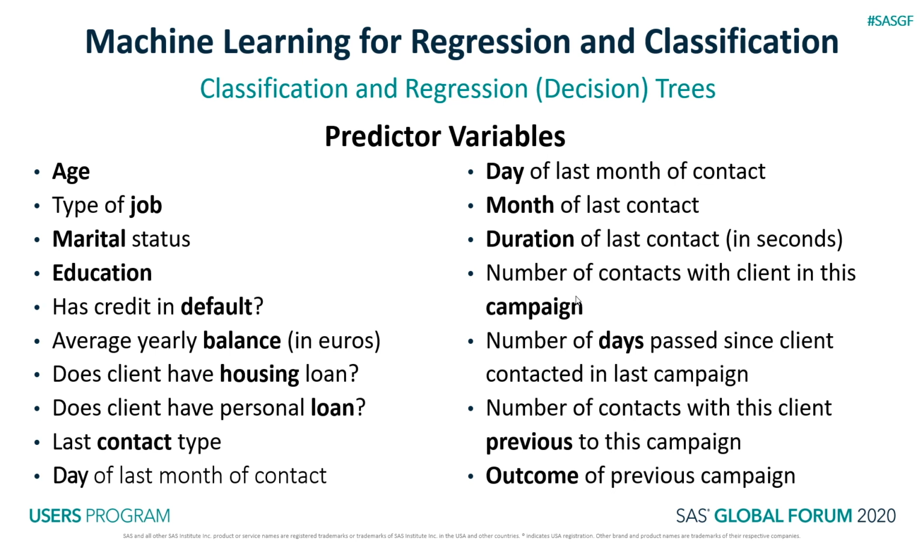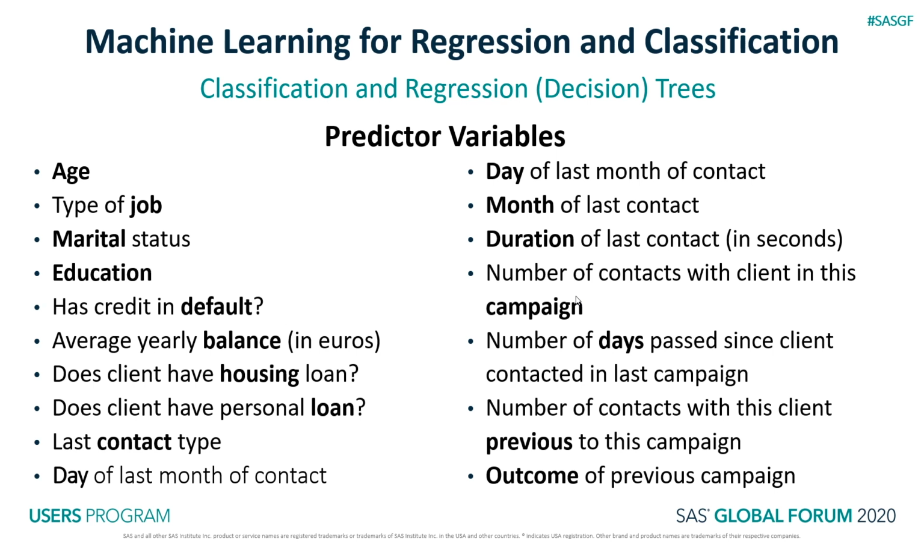Duration of the last contact, telephone contact, this is in seconds. The number of contacts with the client in this campaign, number of days passed since the customer was contacted in the last campaign to get people to take out term deposits, the number of contacts with this client previous to this campaign, and the outcome of the previous campaign. So success is that the customer took out a term deposit, and failure is that the customer did not.